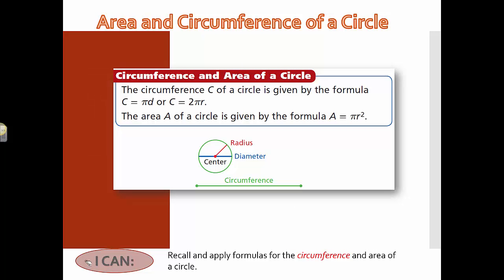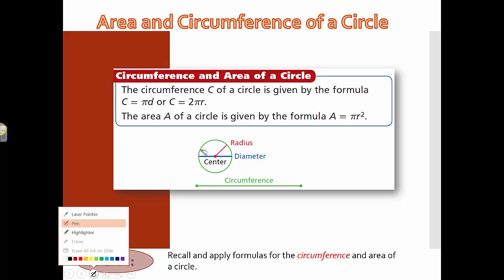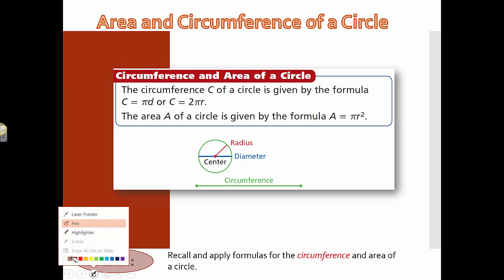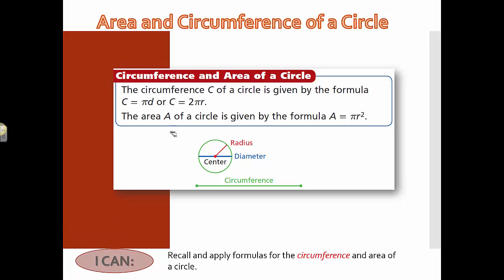Our second learning target says that we can recall and apply formulas for circumference and area of a circle. So circumference is another word for perimeter. If you have a shape with sides, you call it perimeter. If you have a shape with a round edge like a circle or an oval, perhaps, you call it the circumference. So our formula for circumference of a circle is here.